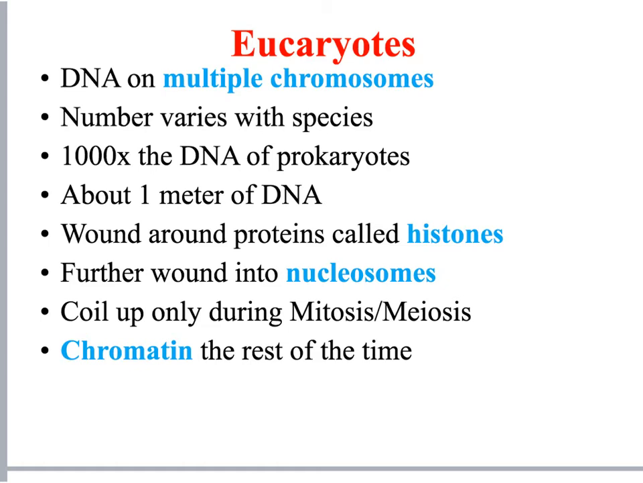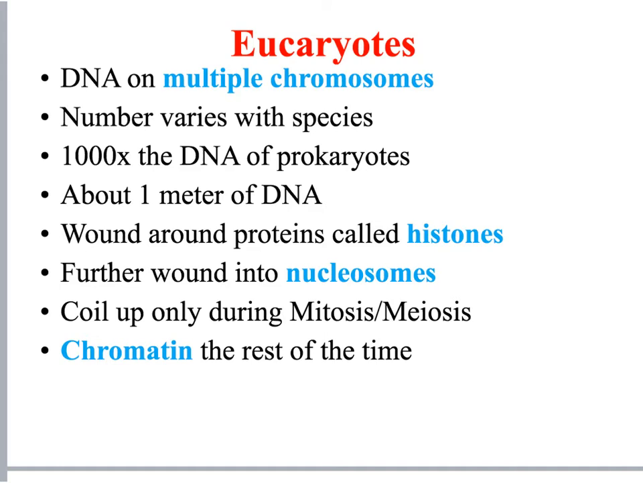Looking at the eukaryotic DNA information, if we compare the two, prokaryotic with eukaryotic, we see that the DNA is listed on many chromosomes as opposed to just a circular loop of DNA. We also know that variation exists among species for the eukaryotic DNA. Look how it's 1,000 times more than that of prokaryotes. It's also larger in diameter and length.